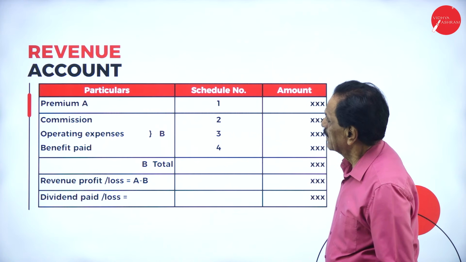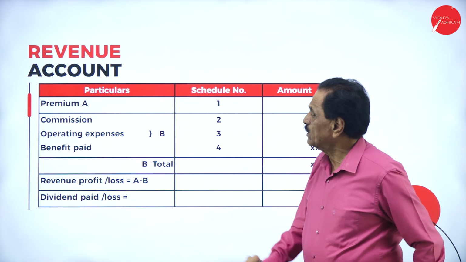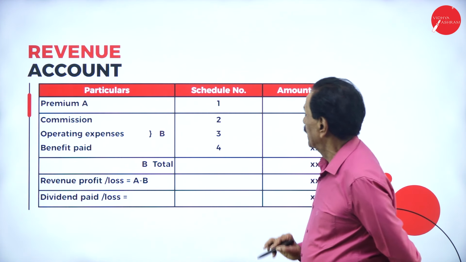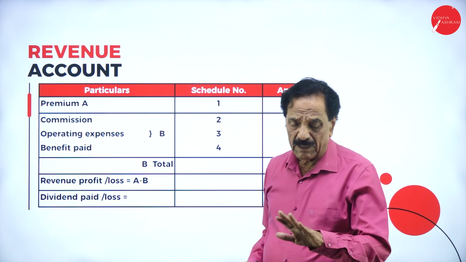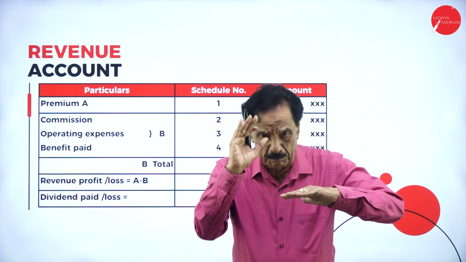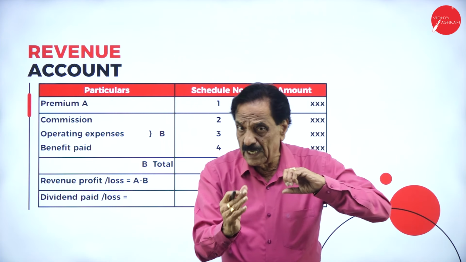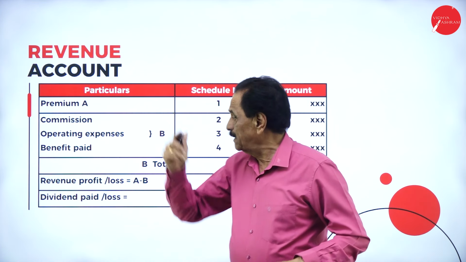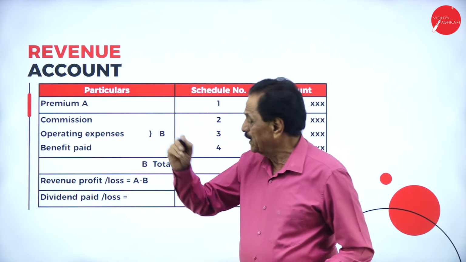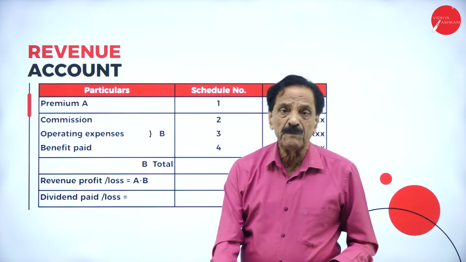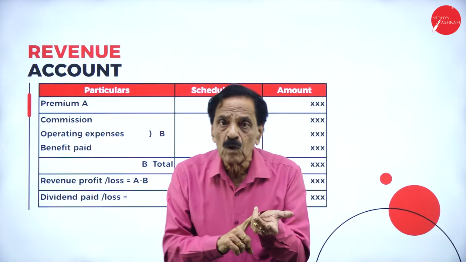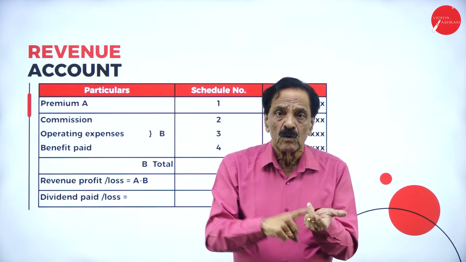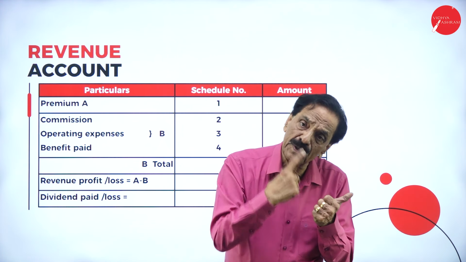If you see the revenue account, first we have the premium, then we have the commission. So the revenue account starts with the premium, then there is income, then commission, then operating expenses, then benefits paid. In benefits paid, you have four divisions: one is the claim, one is the bonus, one is the surrender, one is the annuity.